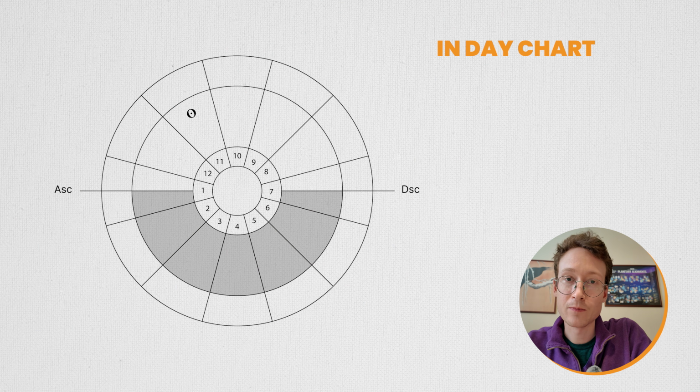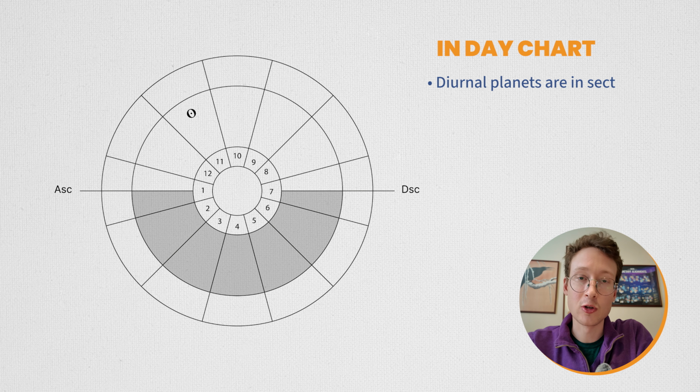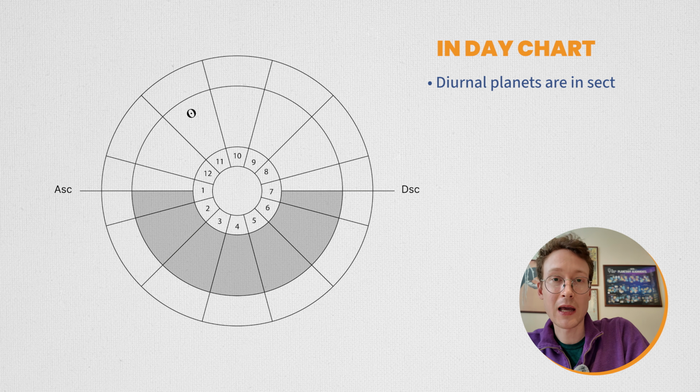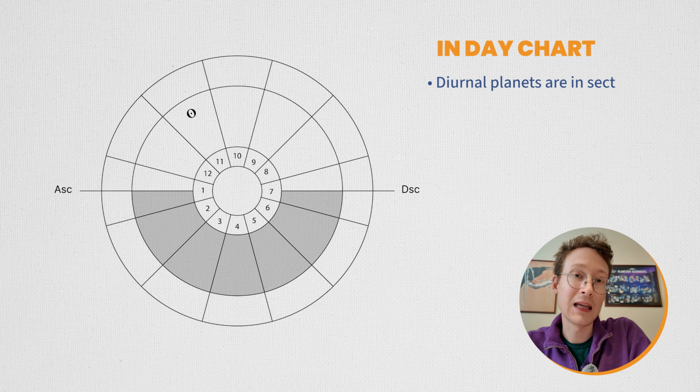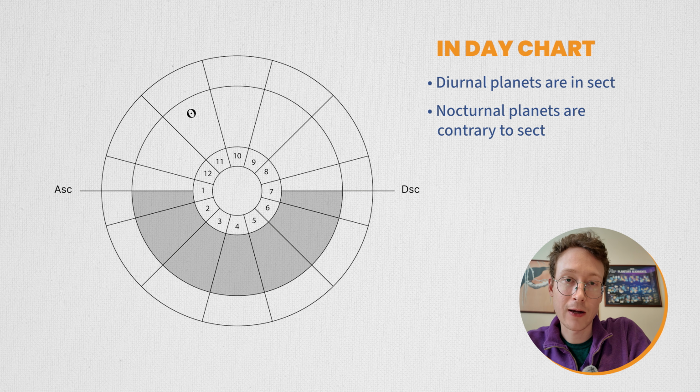The next step then is determining which planets align with the sect of the chart. Those are the in-sect planets, not the insect planets. And determine which planets are out of sect or contrary to the sect of the chart. In a day chart, for example, the Sun will be the in-sect luminary, Jupiter will be the in-sect benefic, and Saturn will be the in-sect malefic. Whereas the Moon will be the out-of-sect luminary, Venus will be the out-of-sect benefic, and Mars will be the out-of-sect malefic.